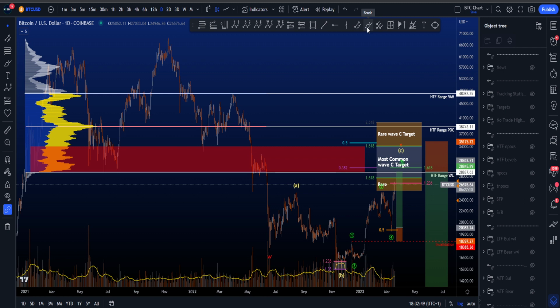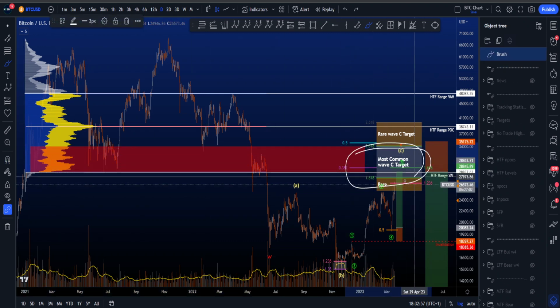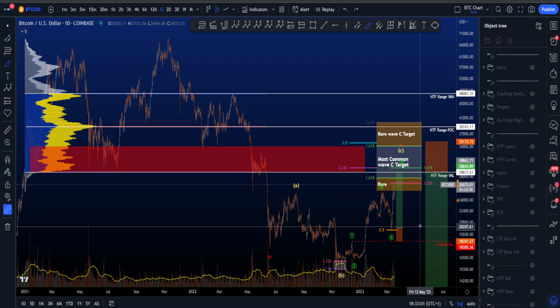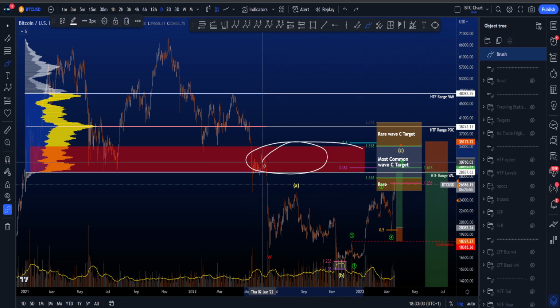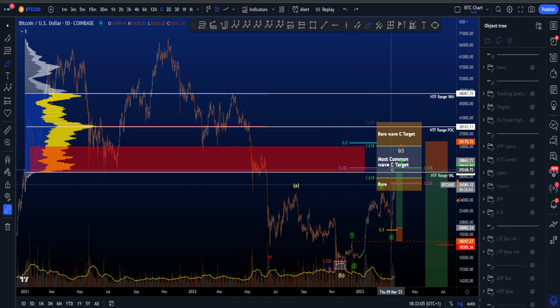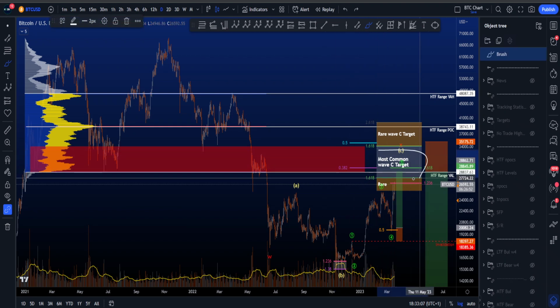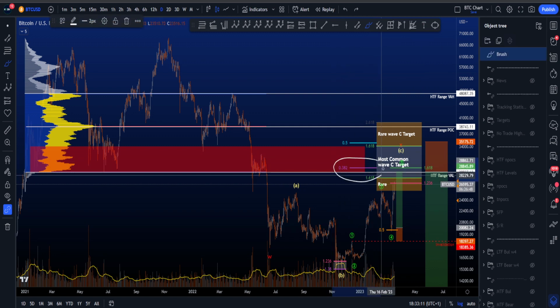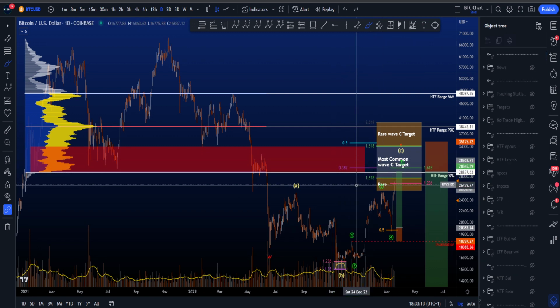usually very well respected. Now, as you can see, we have this red box over here that is acting as support over the past couple of years, but it could act as very nice resistance for what is coming next, for then a very nice potential short trade. Also, this red box support resistance flip basically has confluence with the most common wave C target box, the white box. It has confluence with over here the minimum target for wave X.